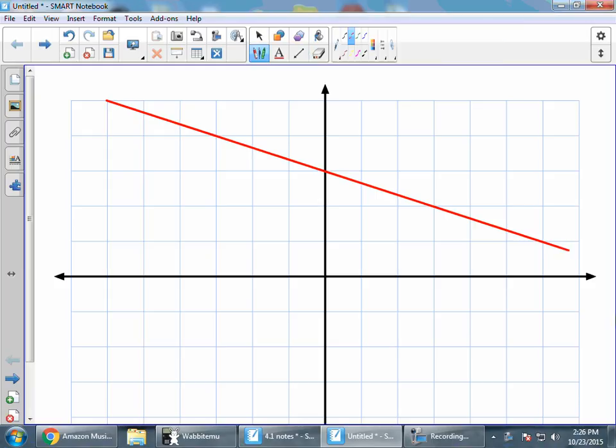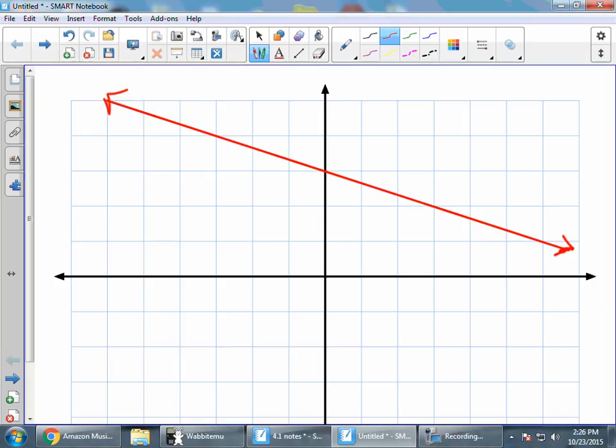and it'll say write a linear equation in the form y equals mx plus b. That's usually what they'll say. Well, let's break this down a little bit farther.